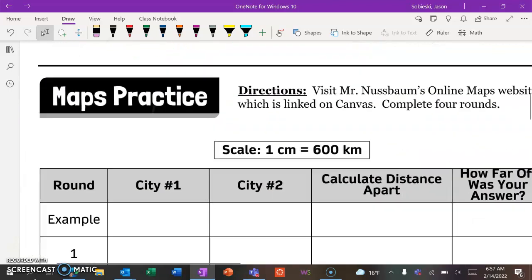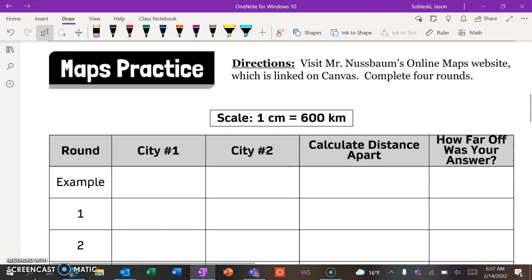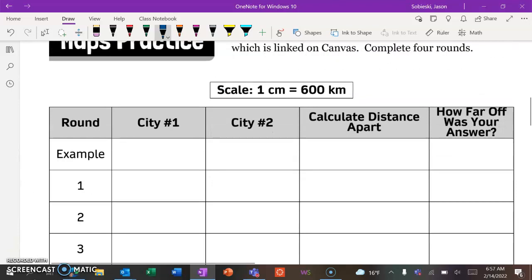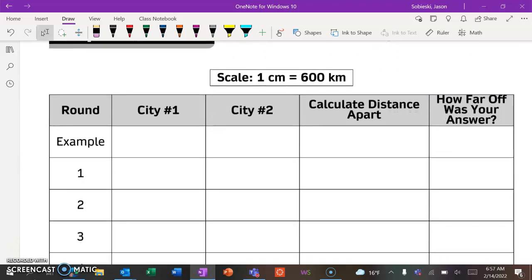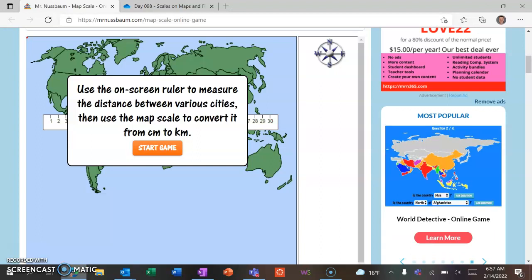So what we're going to do next is do a little bit more practice with maps using an online website, which I'm going to show you in a second. Essentially, we're going to be given two cities on a map, and we have to see if we can calculate their distance apart, just like we did in our first example. So we'll do one example together, and then we will have you try 4 more rounds of it. So you're going to go to this website. I'll post it right in the Edpuzzle, or you could get it from Canvas.